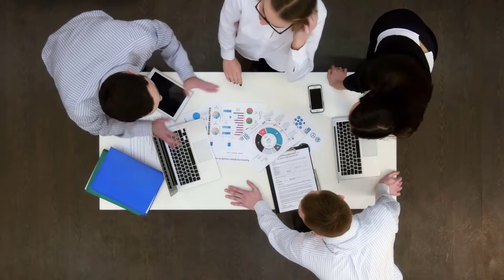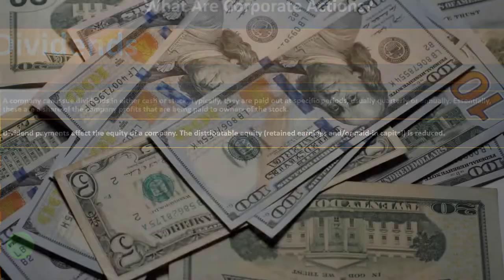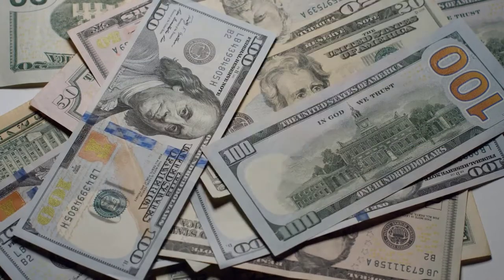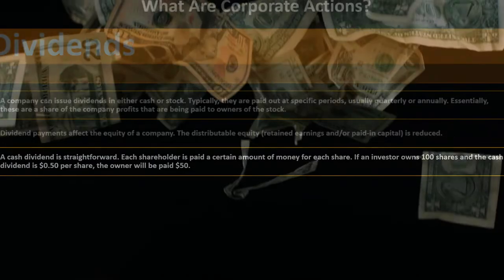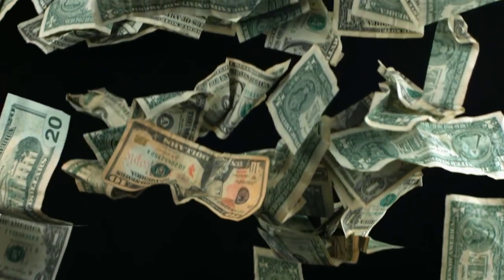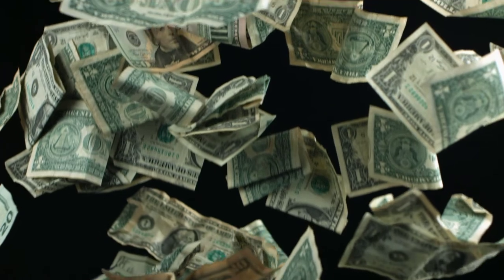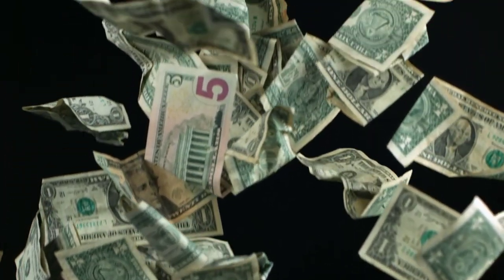But of course, on the other side, you're getting some money from it in the form of dividends if you're the stock owner. So a cash dividend is straightforward. Each shareholder is paid a certain amount of money for each share. If an investor owns 100 shares and a cash dividend is 50 cents per share, the owner will get $50. So a cash dividend just says we're going to give out a certain amount of money for each of the shares that are owned. If you own multiple shares, you're going to get some multiple of that amount.